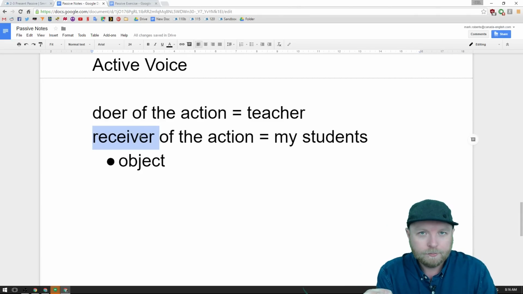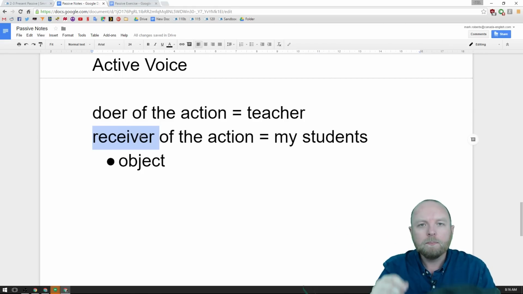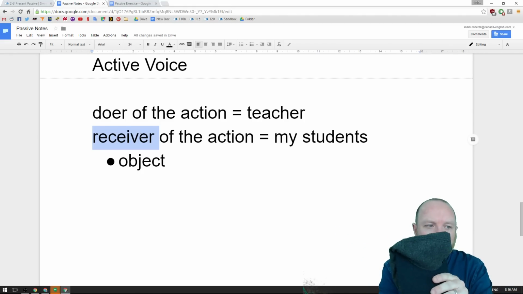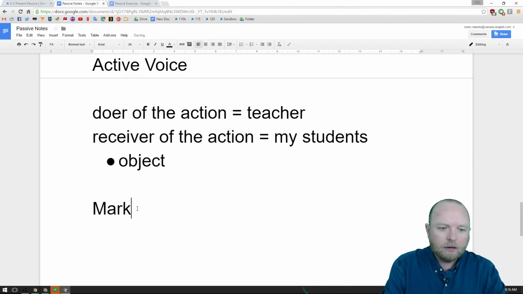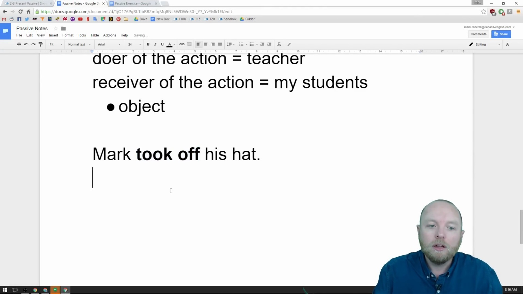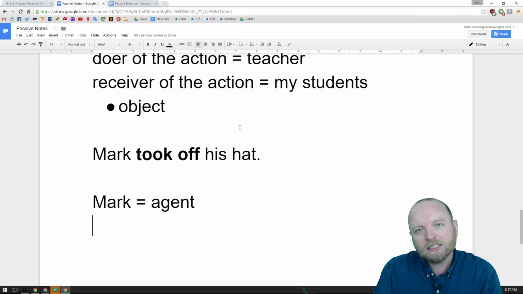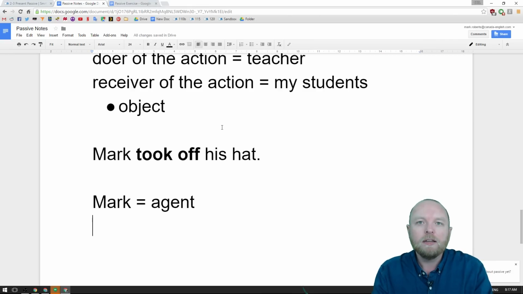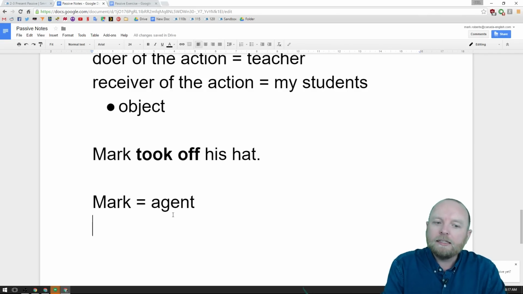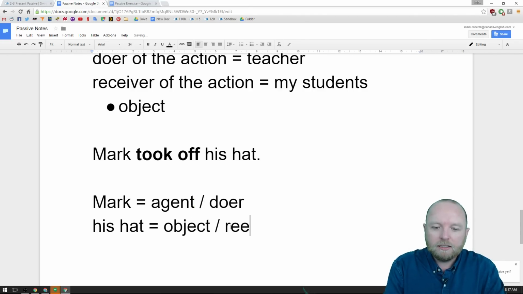All right. Mark. What's this action? Take off. So, Mark took off his hat. Let's write that. Mark took off his hat. Here, what is the action? The action is take off. Who is the doer of the action? Mark. So Mark is the agent. Now, what is the receiver? Usually students think a receiver is always a person. No, that's not the meaning. We have a doer of an action and a receiver. The receiver is his hat. His hat is the object. So agent is doer, object is receiver.